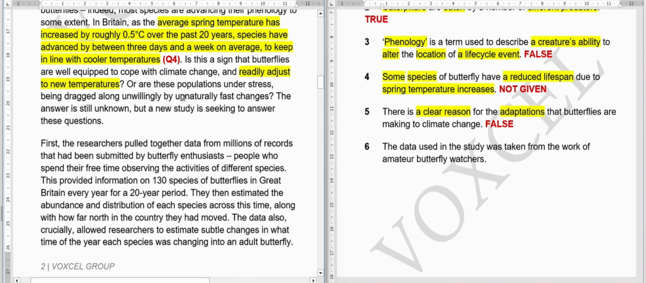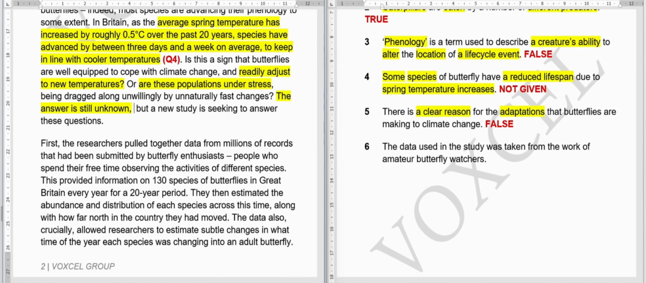So, here they're saying they are already adjusting this. Okay, this is the question mark. So, the question is we are trying to answer these questions, and the second is, are these populations under stress? And here is our correct answer, the location, sorry. The answer is still unknown.